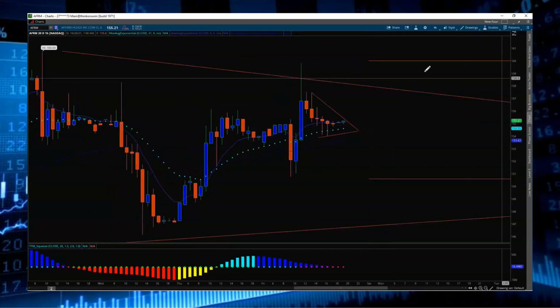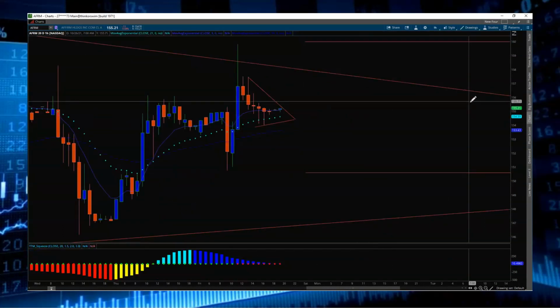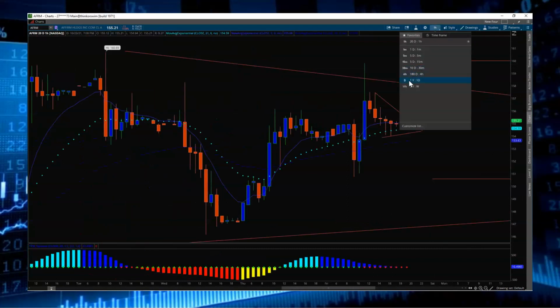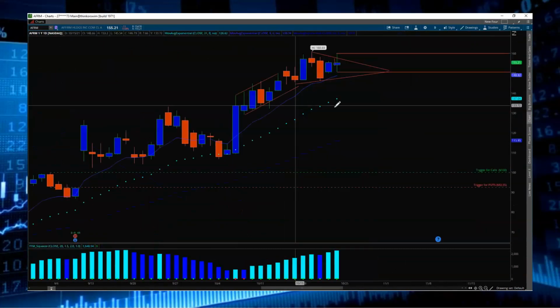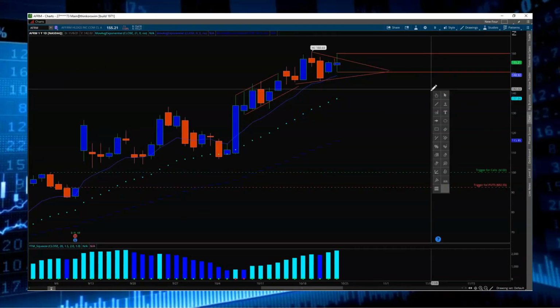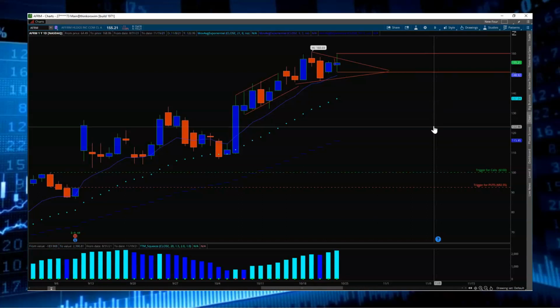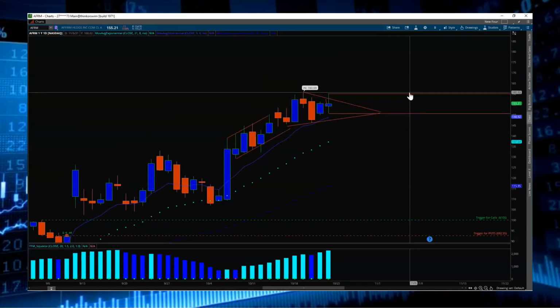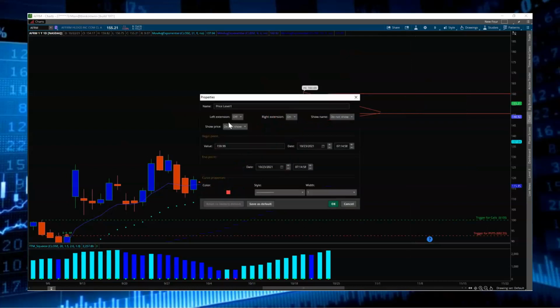Now, another thing, if you notice, there's another setup that you can play this on too. I also mark my trigger for calls as the high of the day, the high of the previous day, and my trigger for puts as the low of the previous day. I have them right here. So let me see, it's the trigger for calls.